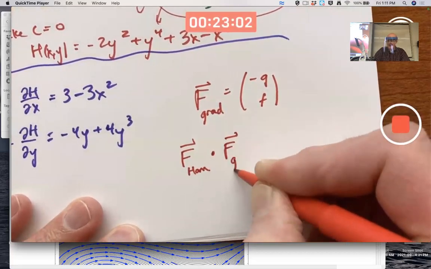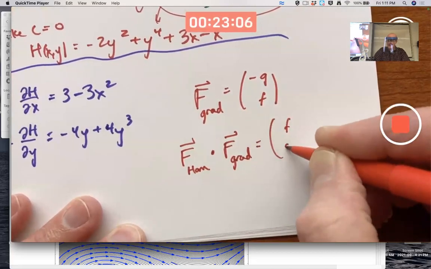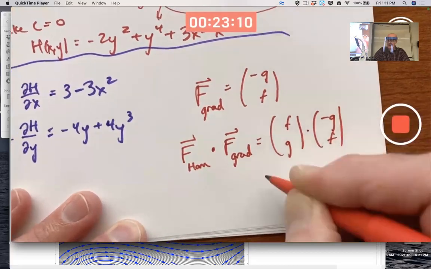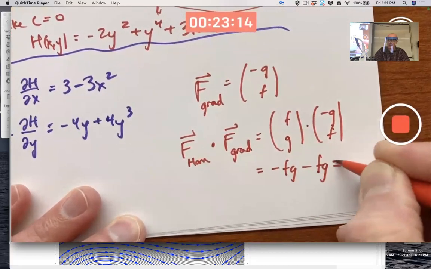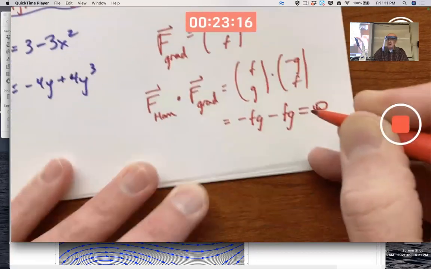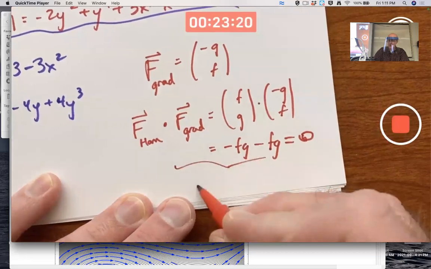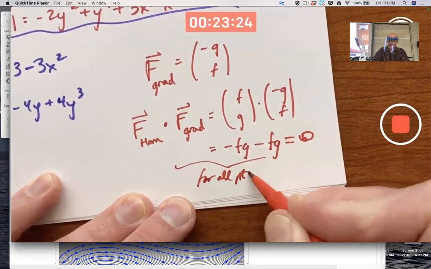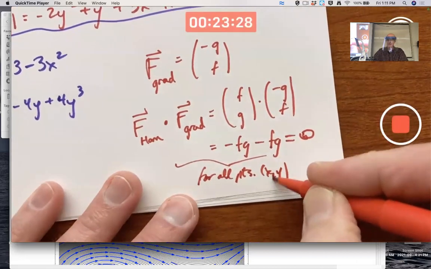F ham dot F grad, the dot product, is this vector dotted with this vector. And that's negative fg plus fg, which is always 0. Notice there are no x's and y's there, but that's implicit. This is true for all points x, y. It's implicit that these things depend on x and y.